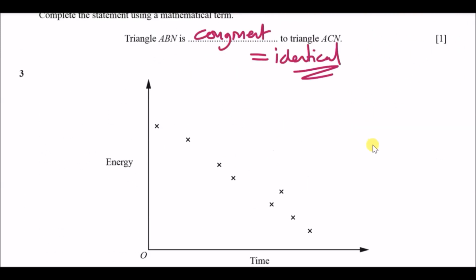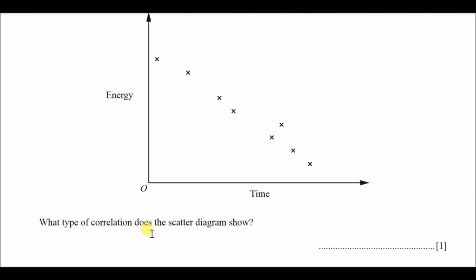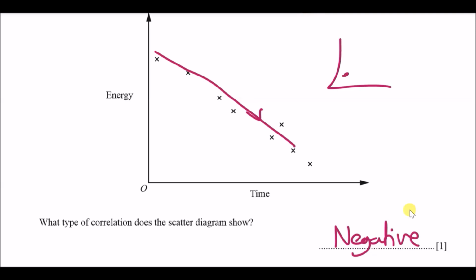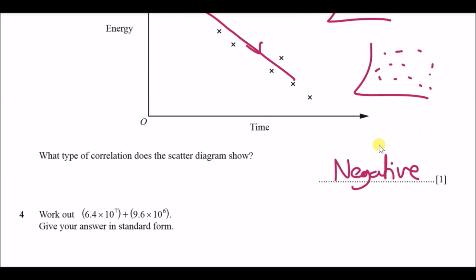So number 3. What type of correlation does the scatter diagram show? So a trend that is useful to remember is that if you're going downwards, then this is a negative correlation. There's other possible correlations such as the positive, which shoots upwards, meaning for instance, as time goes up, energy consumption goes up. Or there's something known as no correlation, where you can't figure out what's happening to the data. This case is clear. As time goes up, energy drops, so it's definitely negative.